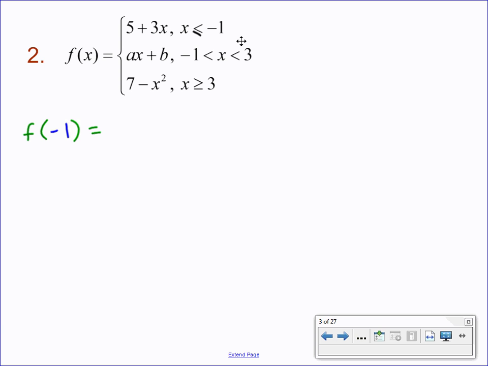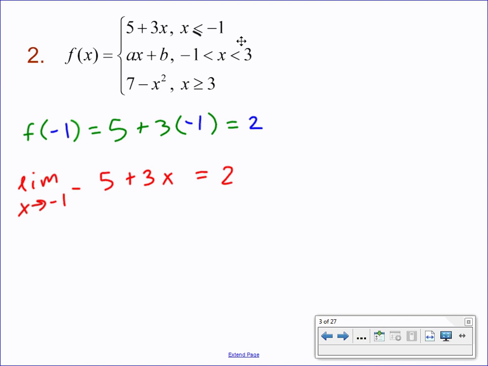Otherwise, not possible. Did you guys stop when you saw that? Doesn't exist. Let's pretend. But that was our equal to. Sorry about that. So as x goes to negative 1, if x equals negative 1, we'll use the top definition. 5 plus 3 times negative 1 is 2. Thank goodness. The limit as x approaches negative 1 from the left-hand side is the same definition, 5 plus 3x. That exists and equals 2. Hey, that's good news.